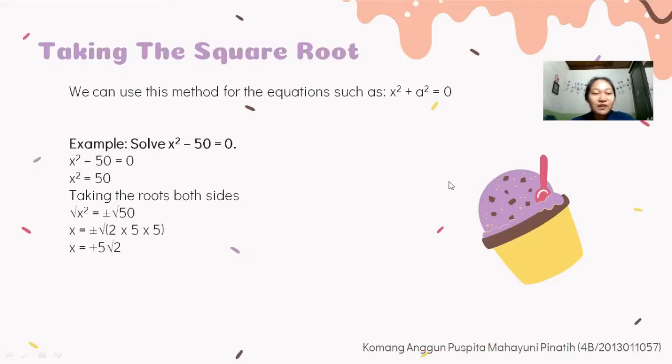We move 50 to the right and we get x squared equals 50. And then taking the roots on both sides, the square root of x squared equals plus or minus the square root of 50. And we get x equals plus or minus the square root of 2 times 5 times 5. And then the solution is x equals plus or minus 5 square root 2.